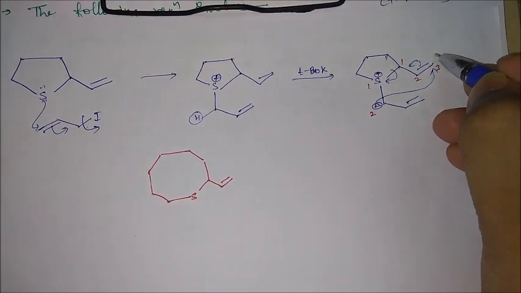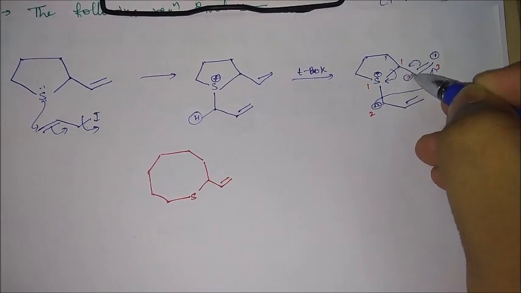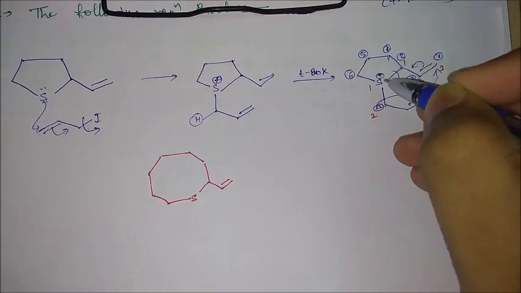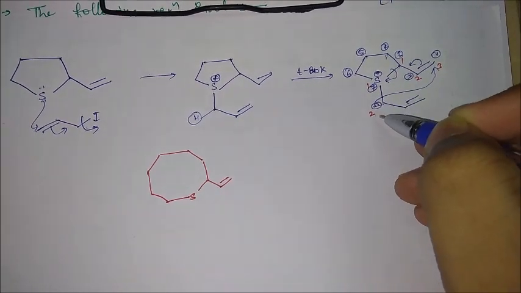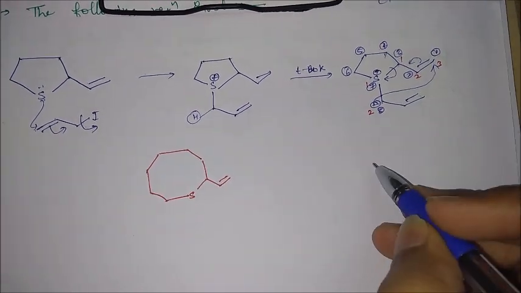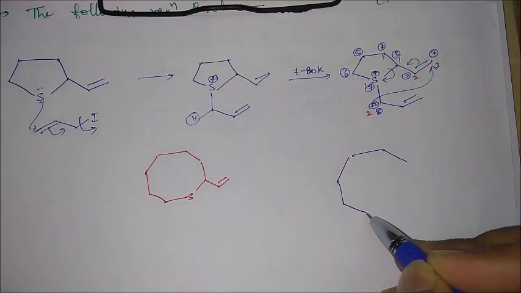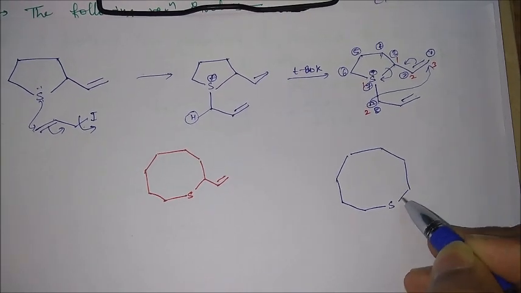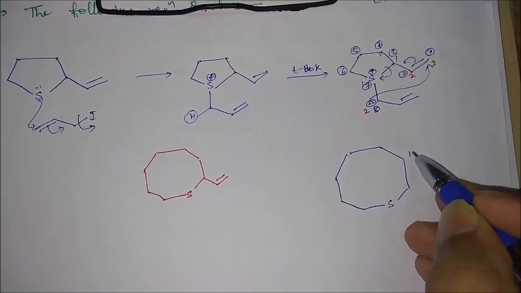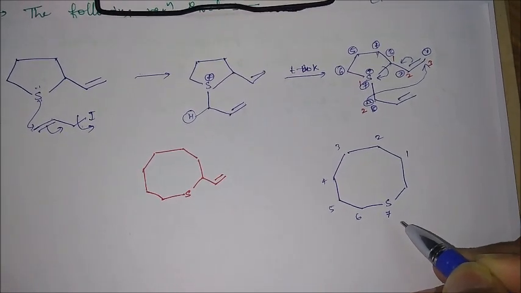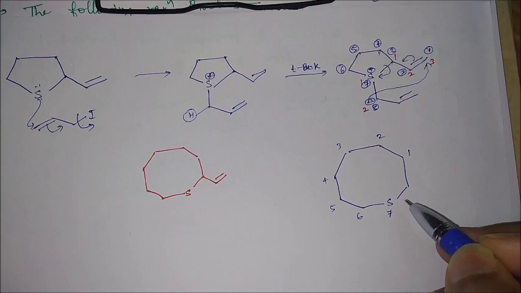I'll just number it in the blue color. So it will be 1, 2, 3, 4, 5, 6, 7th and 8th. So we'll be getting an 8 membered ring. Just form an 8 membered ring, in which at the 7th place, just write sulfur here. So you'll be having 1, 2, 3, 4, 5, 6 and 7. It's very important to keep numbering, because you will not miss out anything.